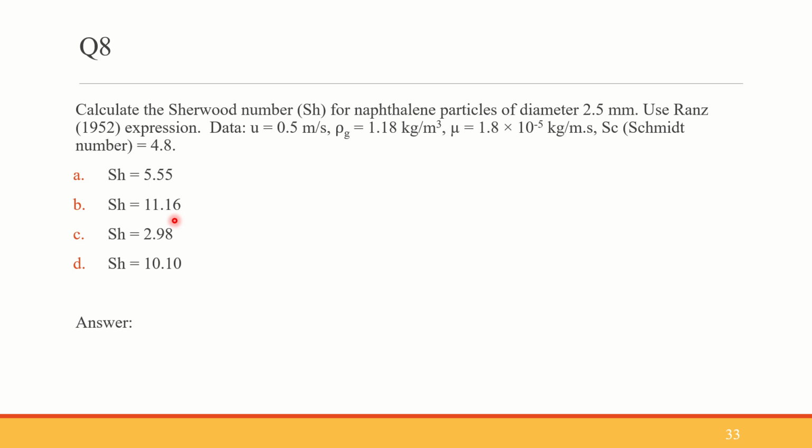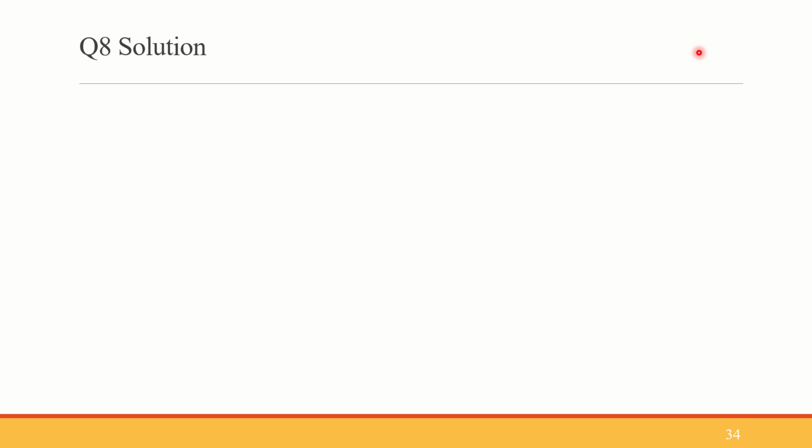So I hope it is clear. The question: calculate the Sherwood number for naphthalene particles of diameter 2.5 mm using Rand's expression, given U, the fluid velocity, rho g, density of fluid, mu, viscosity of fluid, and Schmidt number. Sherwood number is K into dP by D, but we do not know the mass transfer coefficient, and the diffusion coefficient is also not given. And the question itself mentions to use Rand's 1952 expression. So we are going to use that.